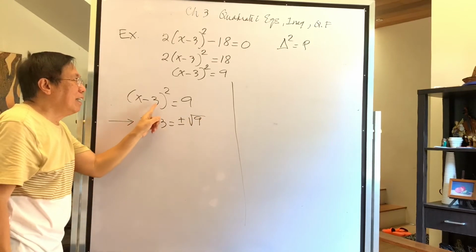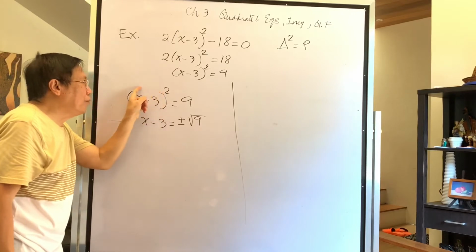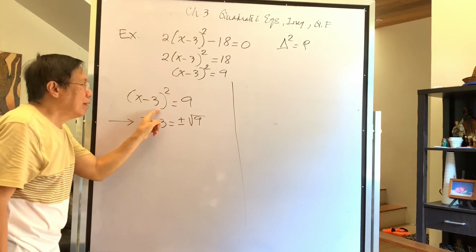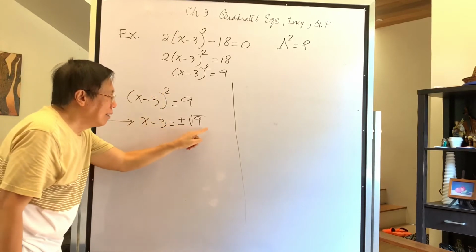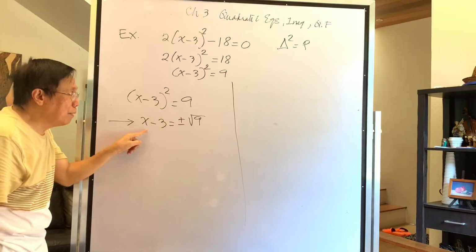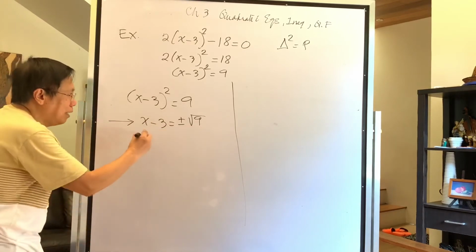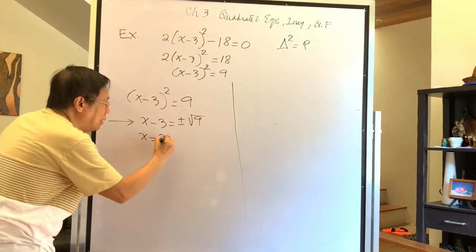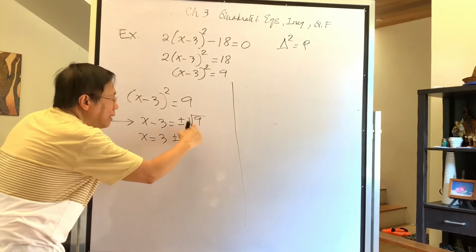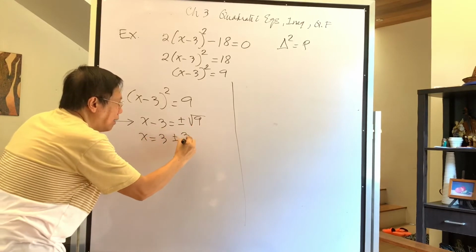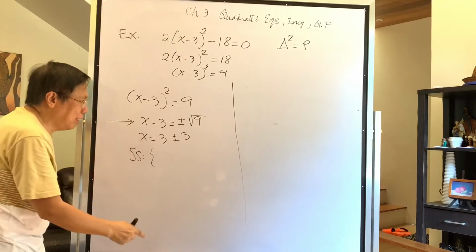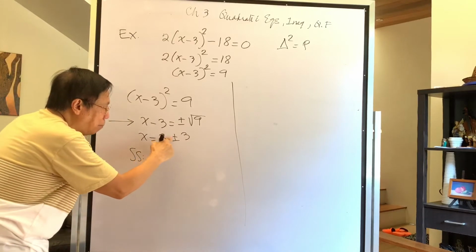Actually, I got the square root of this expression here, and that resulted in me writing this one. So I will get now x equals 3 plus or minus, what is the square root of 9? That's a 3. From this equation, the first root will be 3 plus 3.